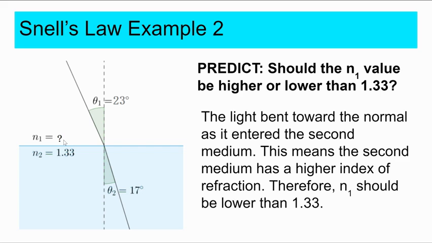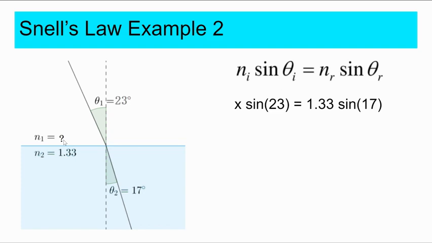All right, let's take a second and solve this problem. We should have an x for N1, times the sine of our angle of incidence, 23 degrees, which is equal to 1.33, the index of refraction of our second medium, times the sine of the angle of refraction, 17 degrees.